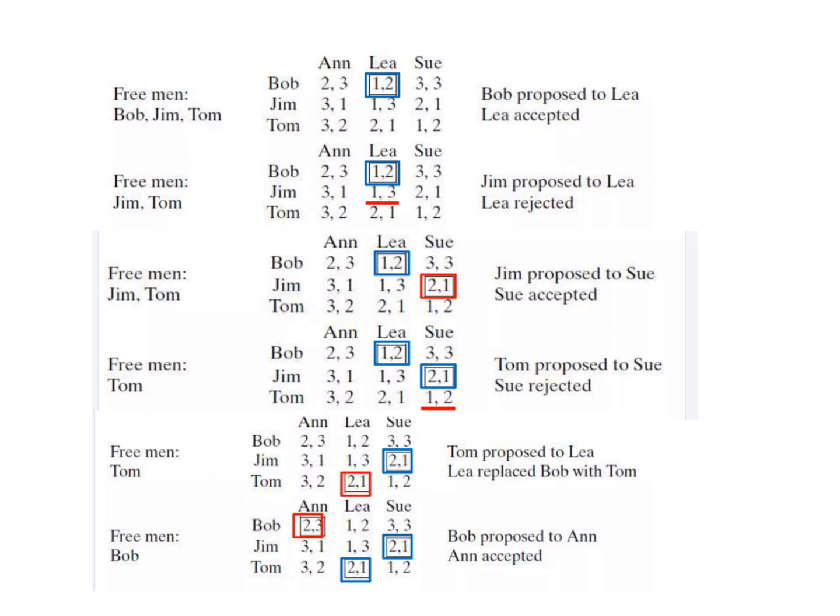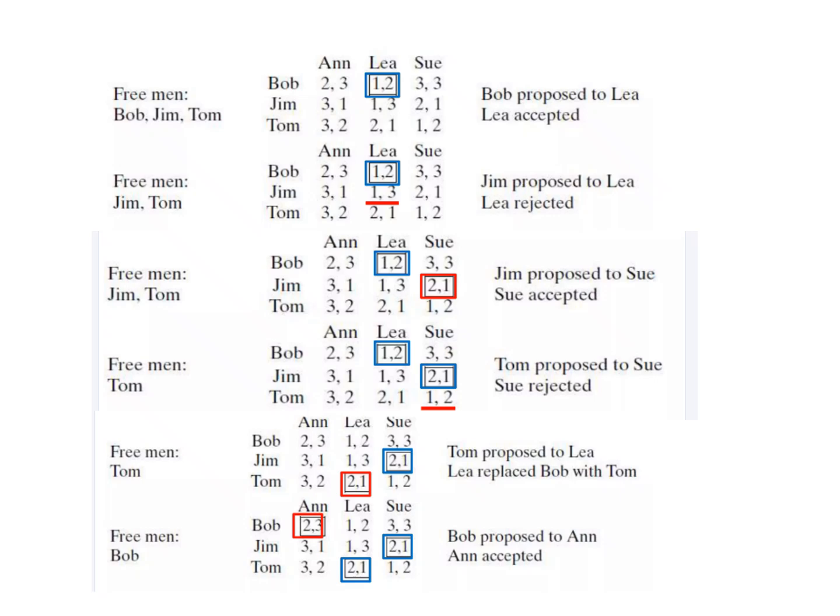Jim's first preference is Lea, so he is proposing to Lea. But Lea is already tied up to Bob, and according to Lea, Bob is her second preference, whereas Jim is the third preference. She compares that and finds Bob is better, so she continues with Bob and rejects Jim's proposal. So Jim has to find another woman who is free. His second preference is Sue. He proposes to Sue, and since he is her first preference, Sue accepts.